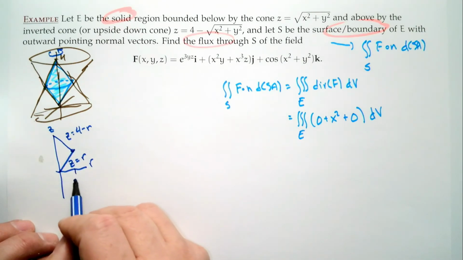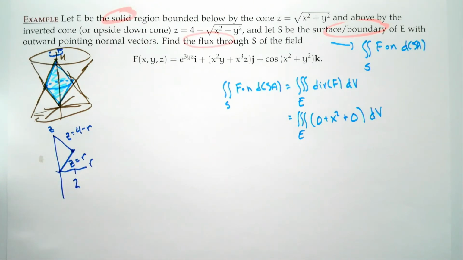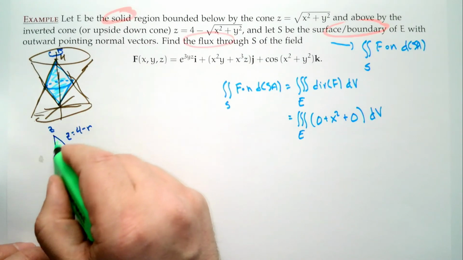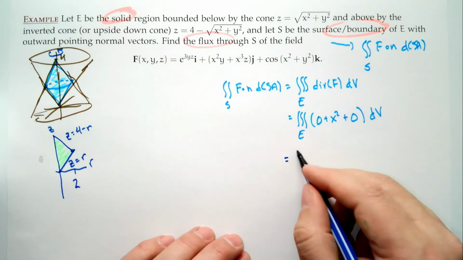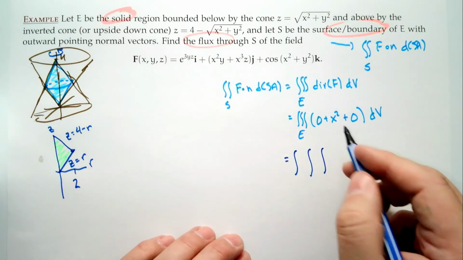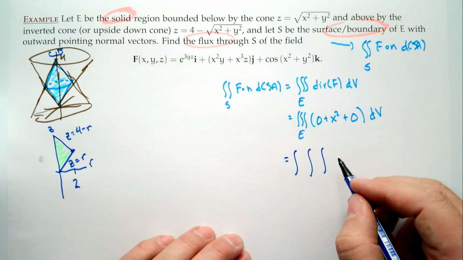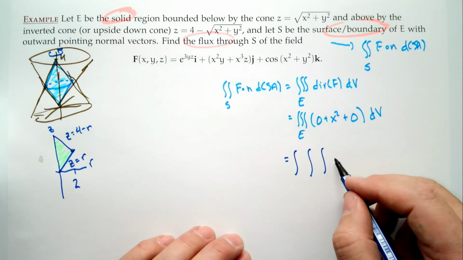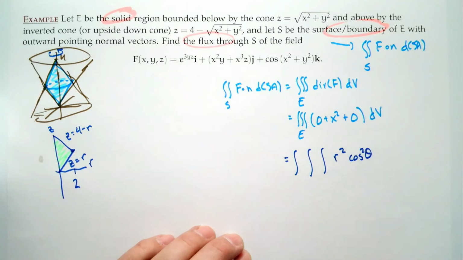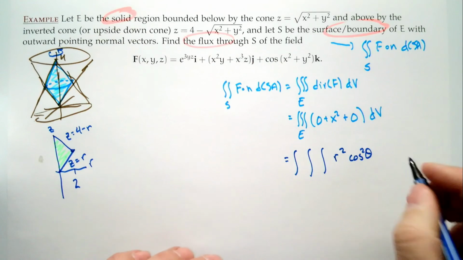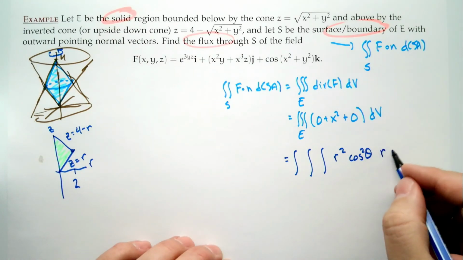Yeah, they intersect at 2. That might be a useful thing for us to note. All right, so we're almost there. So we're going to switch into cylindrical coordinates. Integral, integral, integral, x squared becomes r squared cosine squared, because x is r cosine theta, and dV, well, that's r dz dr d theta.